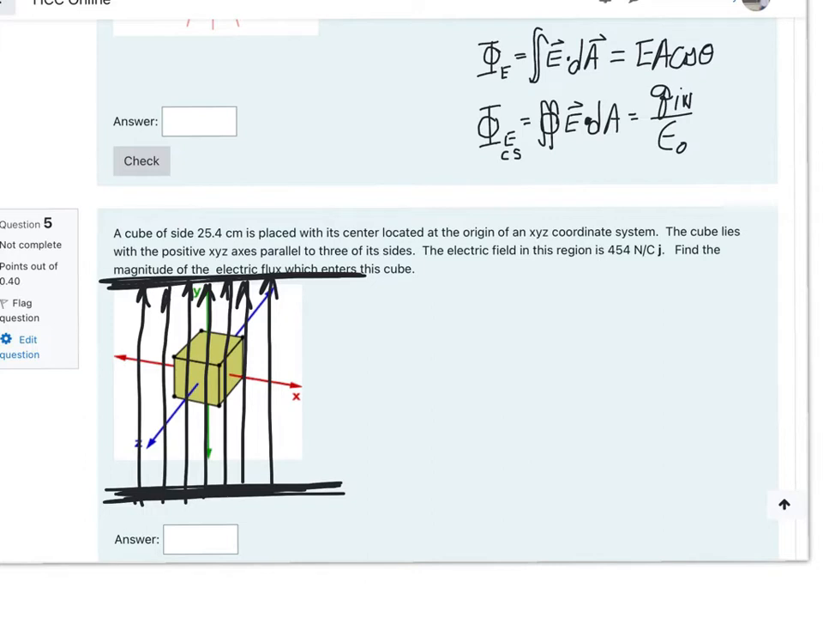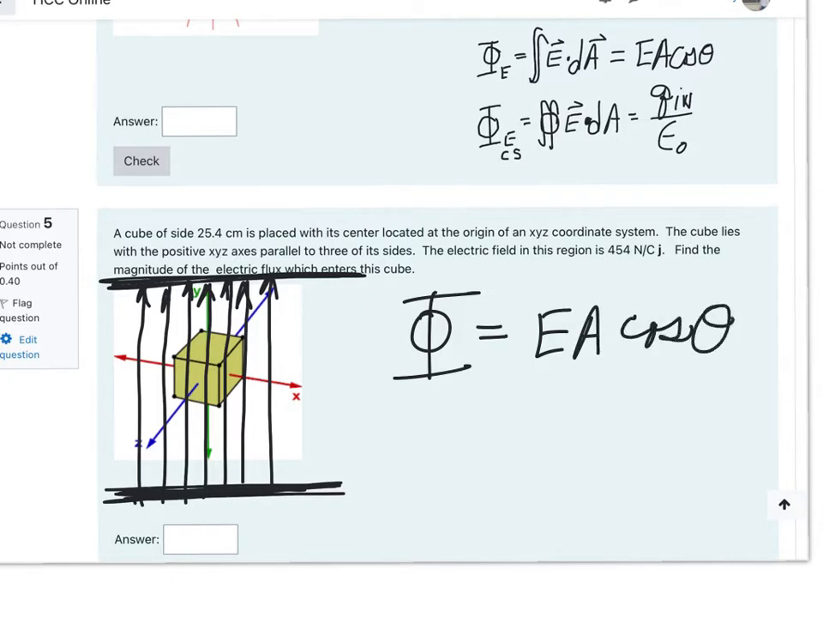So for the magnitude of the electric flux, in this case you can't use Gauss's law. And you don't have to do an integral because it's all uniform and simple. It's just going to be EA cosine theta. And notice when the field goes up and the area faces down, the angle is 180 degrees on the bottom. The bottom's facing down, the field is going up. It's a cosine of 180, which is -1. So you get a negative flux. Negative flux means the flux is entering.